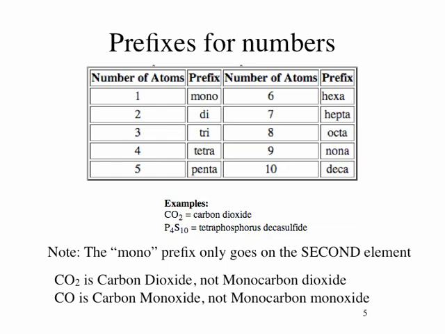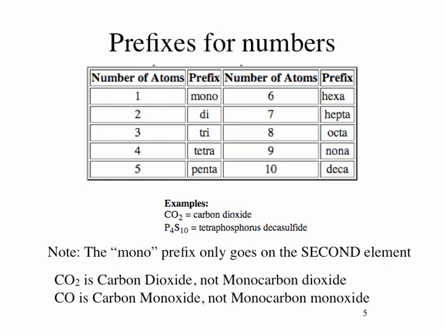Notice that the prefix mono is only applied to the second element. If there's one atom of the first element, we don't put the mono prefix on it. So for example, CO2, 1 carbon, 2 oxygens, is carbon dioxide. We would not call it monocarbon dioxide.